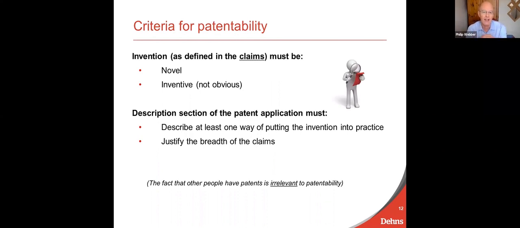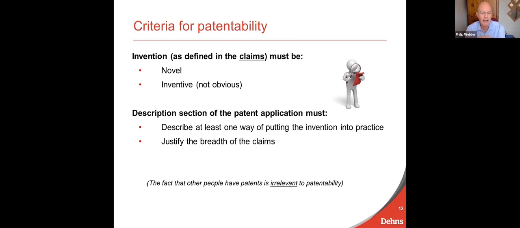We've claimed it. Are we going to get a patent for it? What are the criteria that the patent office examiners are going to look at when they're judging whether to grant a patent for our invention or not? First of all, the invention, and whenever I refer to the invention, I mean what is being defined in the claims, not the inventor's idea of the invention. It's what the patent attorney has written as the claims in the patent application.